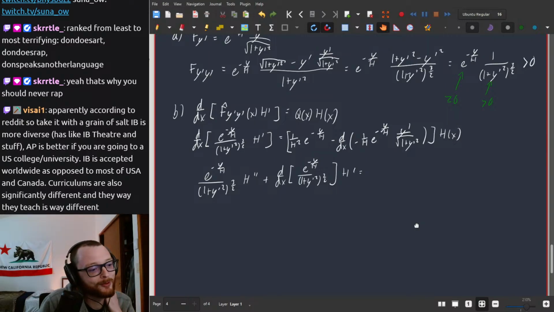According to Reddit, take it with a grain of salt. IB is more diverse, has IB theater and stuff. AP is better if you're going to U.S. college, university. IB accepted worldwide. Right. Curriculums are significantly different. The way they teach is way different. Fair enough.